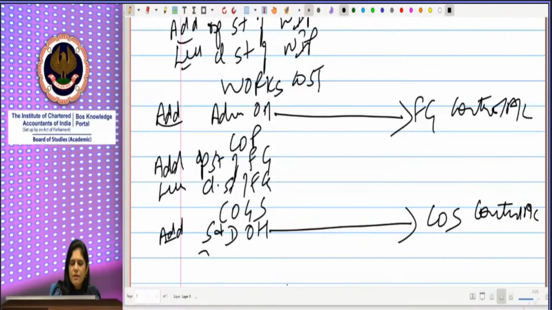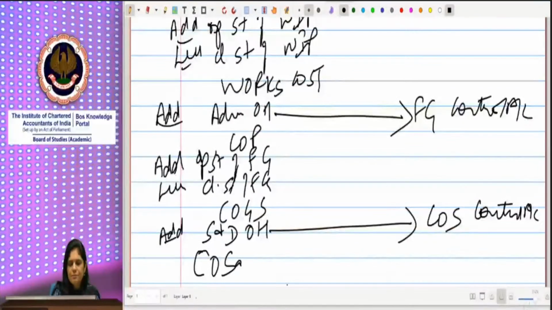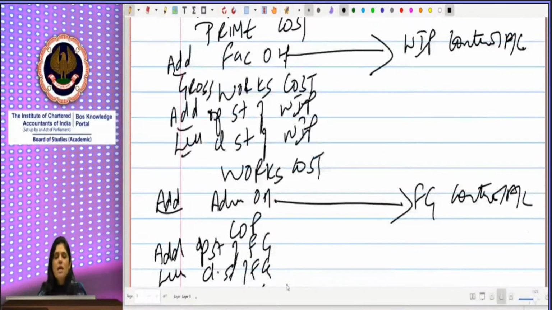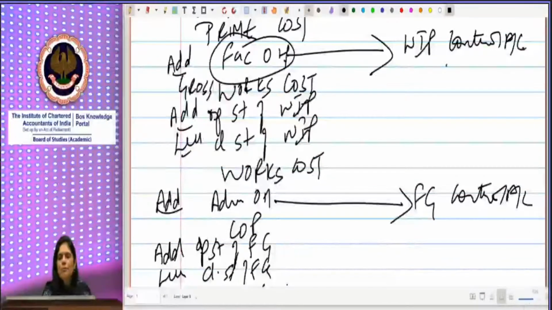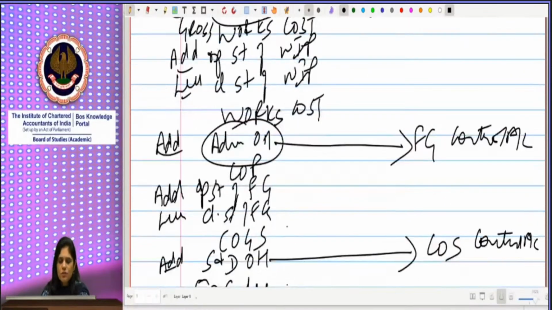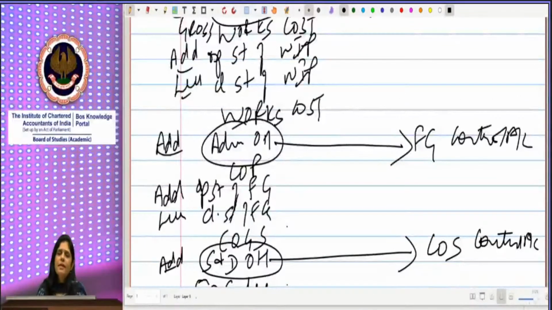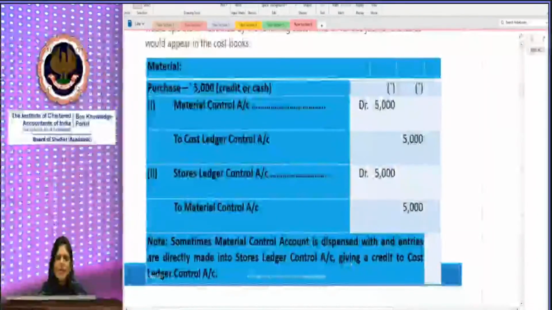And then we get the cost of sales. Clear? So this is the format and the sequence. So factory overheads will go to WIP. Admin overheads will go to finished goods control account, again following the format of cost sheet. And selling and distribution overheads go to cost of sales. Clear? So this is the basic format of cost sheet. This helps in understanding the non-integrated or integrated system because this is an internal transfer. Clear? So now you will be understanding in a better way.